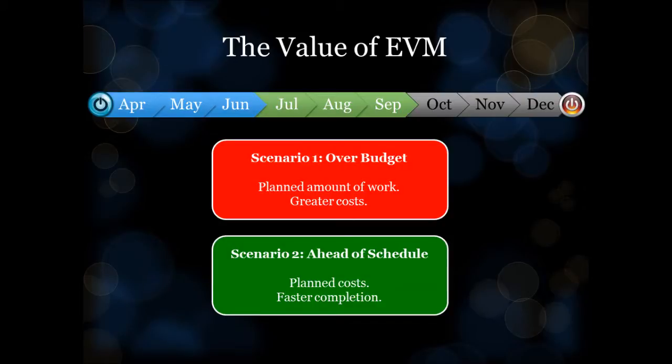Scenario 2. We're ahead of schedule. We've delivered 80% of what was budgeted for in the project plan. However, it could be that it simply took us less time to do so. By doing an EVM analysis, we can establish which of these 2 scenarios is valid.